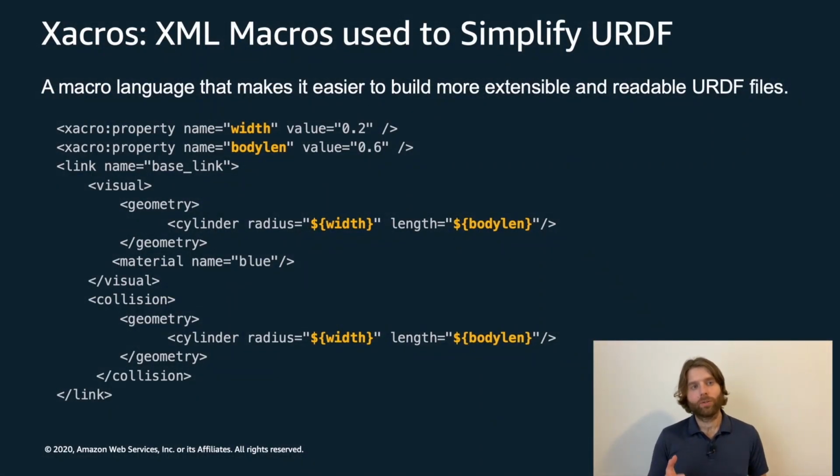At its core, Xacros are XML macros that can be used to programmatically define code blocks. In this example, we're setting two Xacro properties for width and body length. We can then reference the values of these properties by using variables in XML elements.